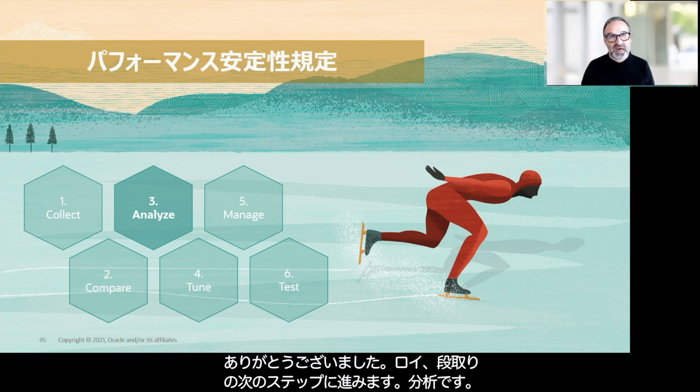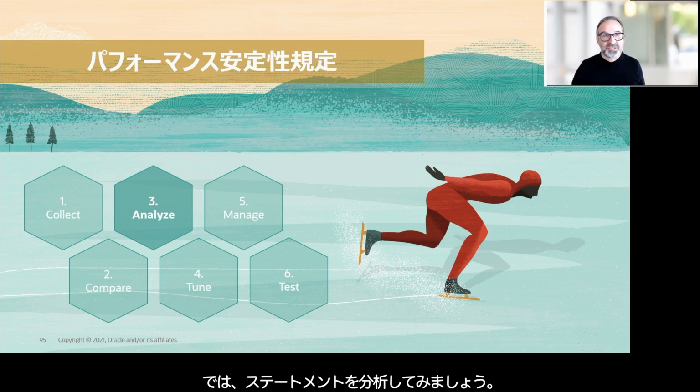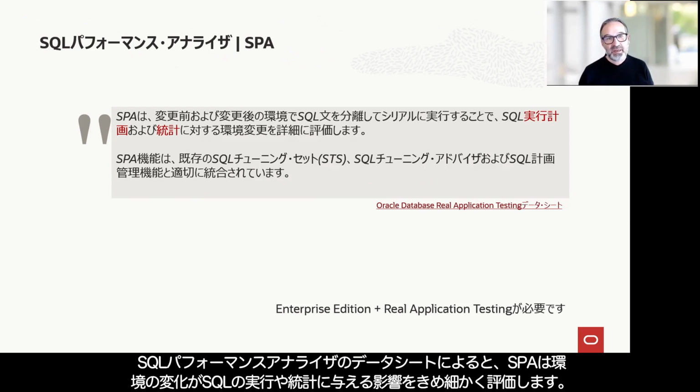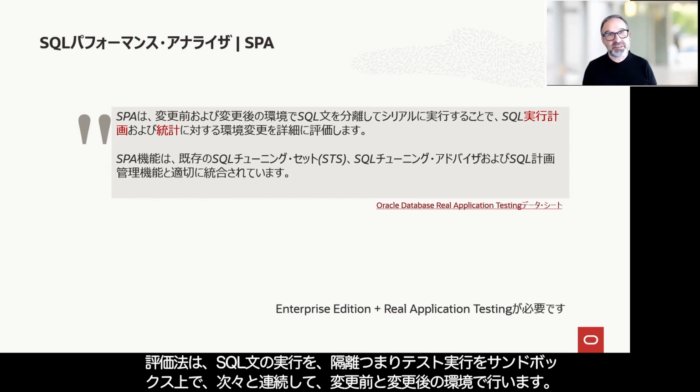Thank you, Roy. I will go on to the next step in our workflow, analyze. So let's analyze our statements now with SQL Performance Analyzer. The data sheet for SQL Performance Analyzer tells you SPA provides fine-grained assessment of environment changes on SQL execution and statistics, by running the SQL statements in isolation, which means it's a test execution mode, a sandbox mode, and serially, one after another, in before-change and after-change environments.